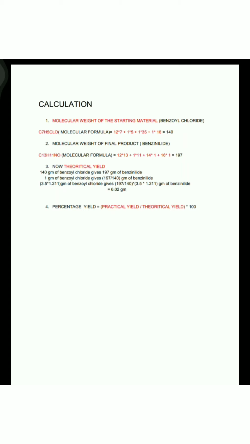The practical yield is what we calculate by weighing the mass of the precipitated product. We will then calculate the percentage yield, that is, the practical yield divided by the theoretical yield, into 100. That is our desired percentage yield.